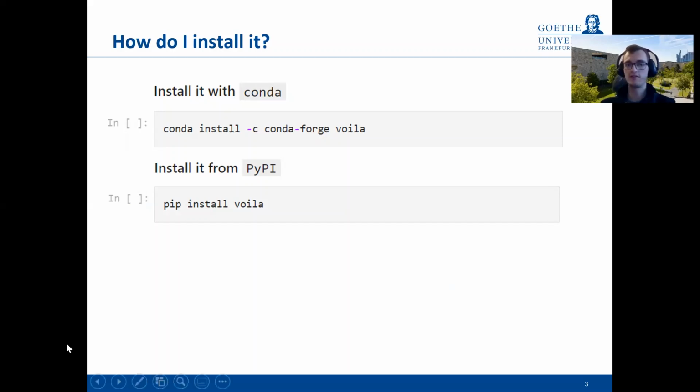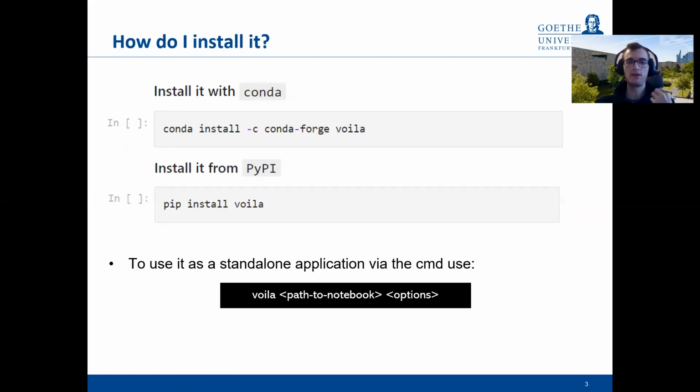In Conda, this is the line you would need to install. And if you use PyPI, just use pip install voila, and it will work. You can do this both in the Jupyter notebook and in the command prompt, whichever you prefer. Both of these will easily, quickly install Voila.